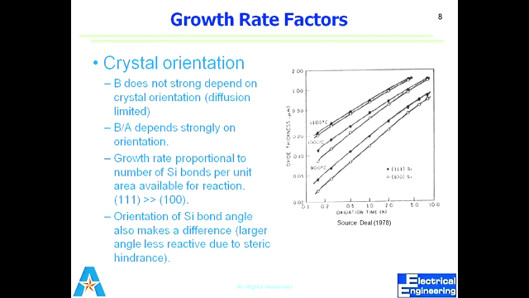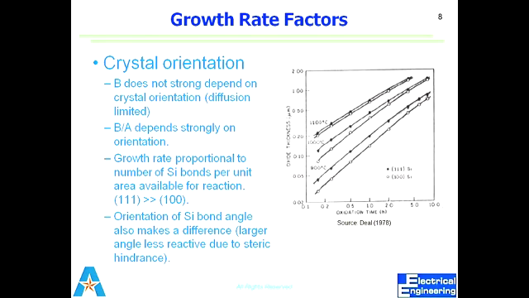Anybody who can answer that? Why should 111 have a higher reaction rate as compared to 100? Silicon concentration. Very good. That is the concentration of the atoms. In 111 we have more atoms of silicon as compared to 100, so the greater the number of atoms, the greater the availability of silicon atoms to get the reaction. That's why the growth rate is proportional to the number of silicon bonds per unit area available. That's why 111 is greater than 100.